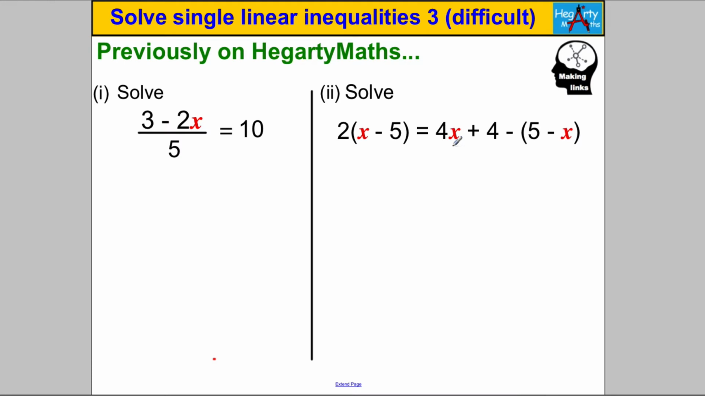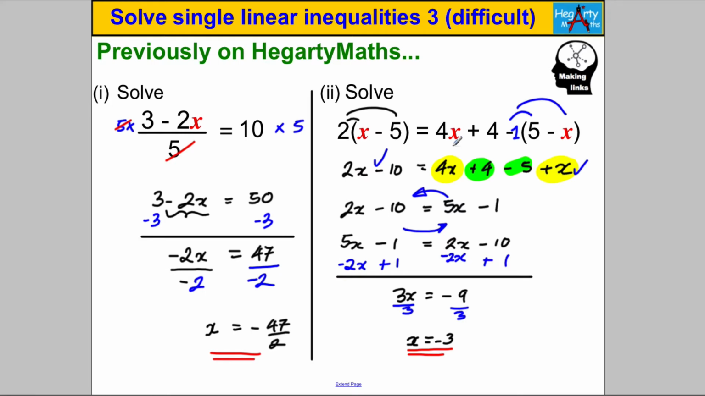Here are two linear equations that we have solved in the past, and I need you super good at these type of equations and solving them to be good at solving these complex linear inequalities we're about to do. So pause the video and double check you can answer the following two questions. Well, with a bit of luck you would have got the following answers. X is negative 47 over 2 for the first one, and X is negative 3 for the second one.